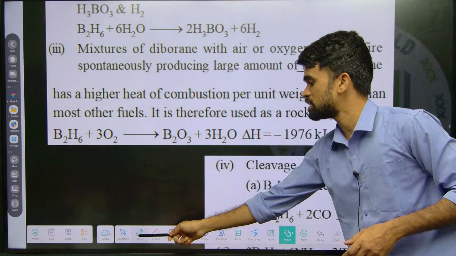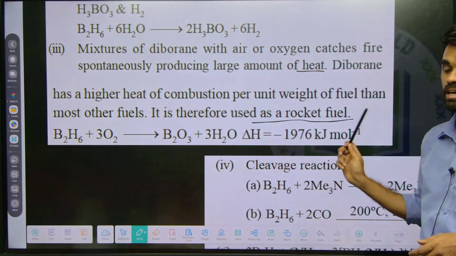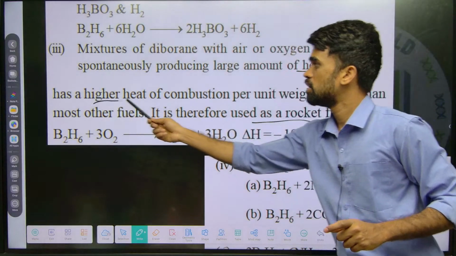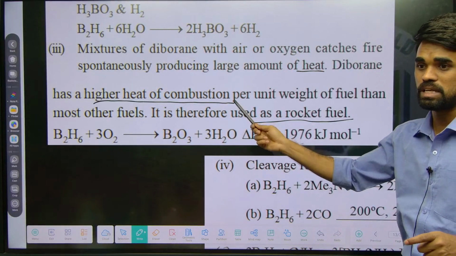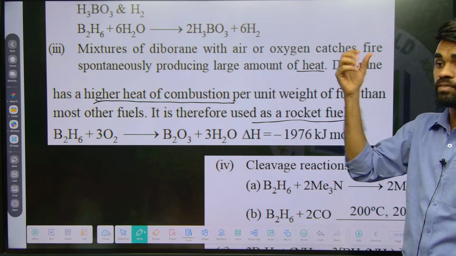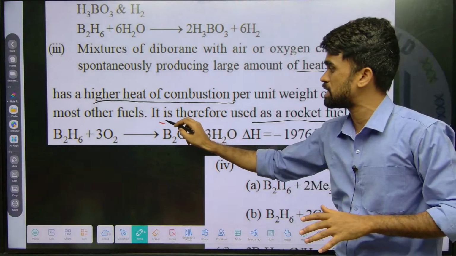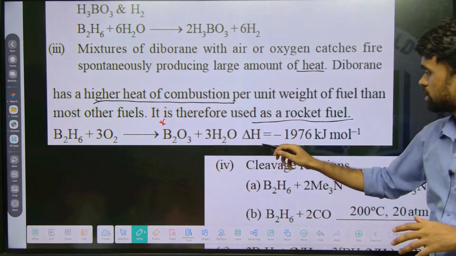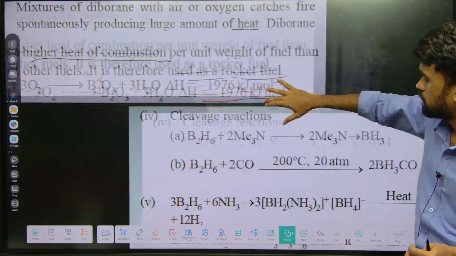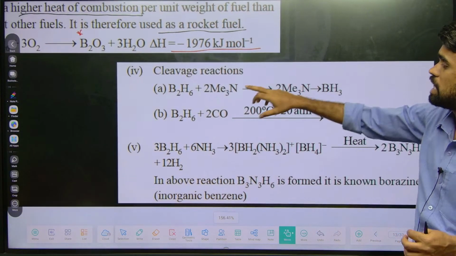So, what is the application of diborane? It is used as a rocket fuel. Why is it used as a rocket fuel? Because it has a high heat of combustion. It means when it is burned, it produces a high amount of energy. That's why it is considered the best fuel in rockets. This is the energy it produces per mole. Now you can see the cleavage of diborane.